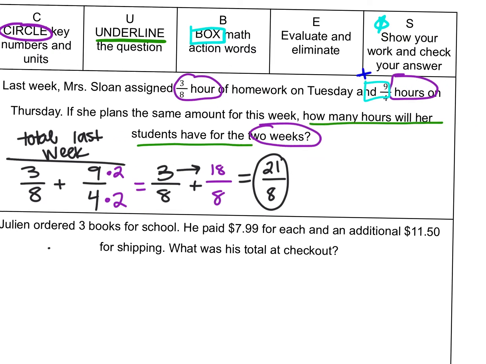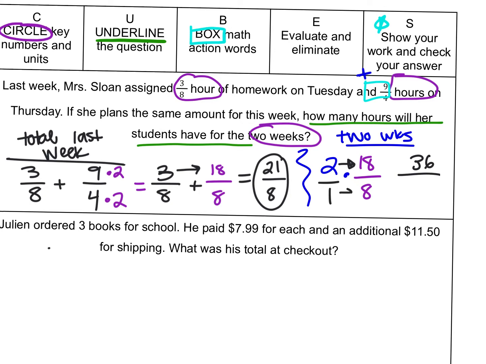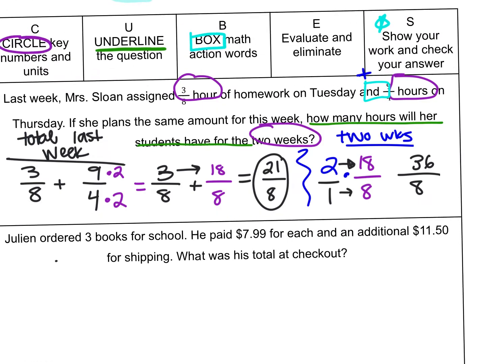So then the total for the 2 weeks, okay, I can either add it together or multiply it. I want to talk about how to multiply fractions, so that's the one I'm going to do. Okay, so for the 2 weeks, I'm going to take the 2 weeks times the amount per week. To multiply fractions, I'm going to put 2 over 1 to make it a fraction. Then I can multiply across. 2 times 18 is 36. 1 times 8 is 8. So 36/8 of an hour.